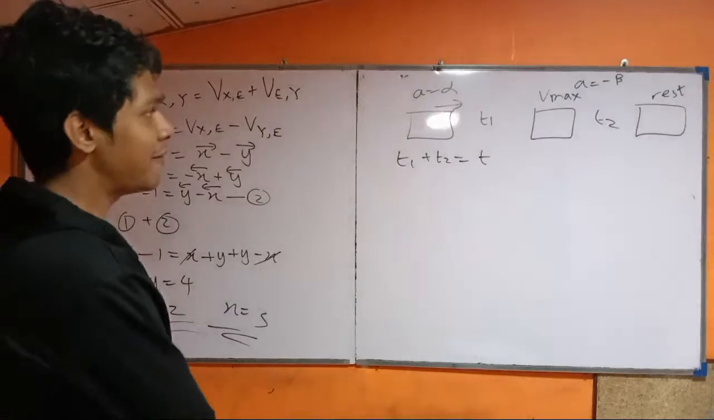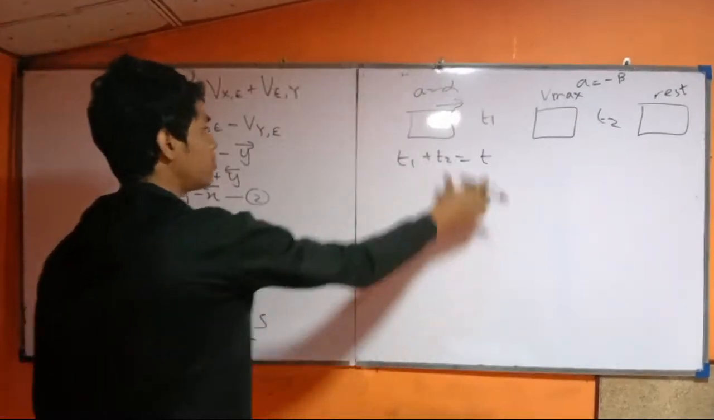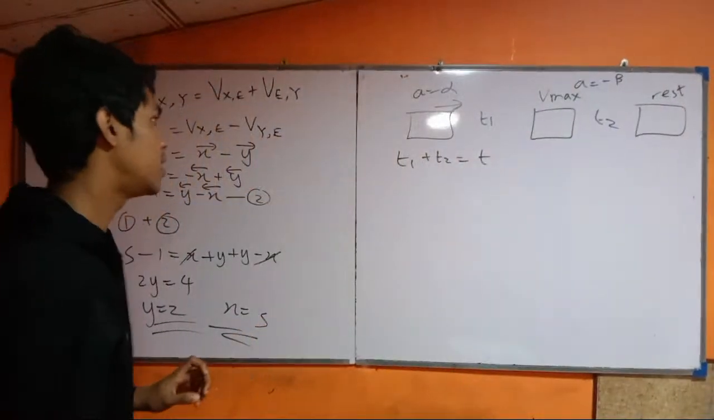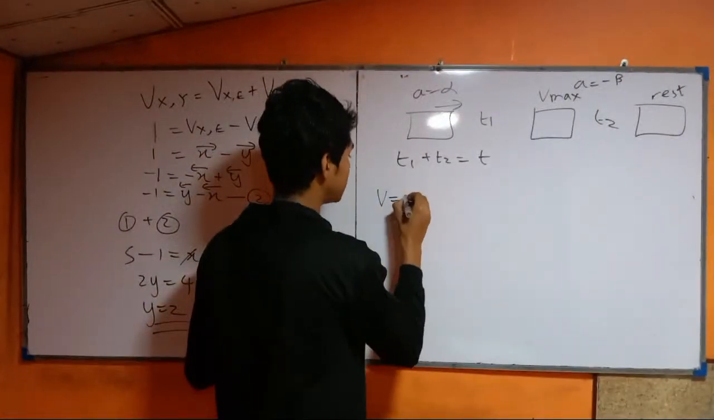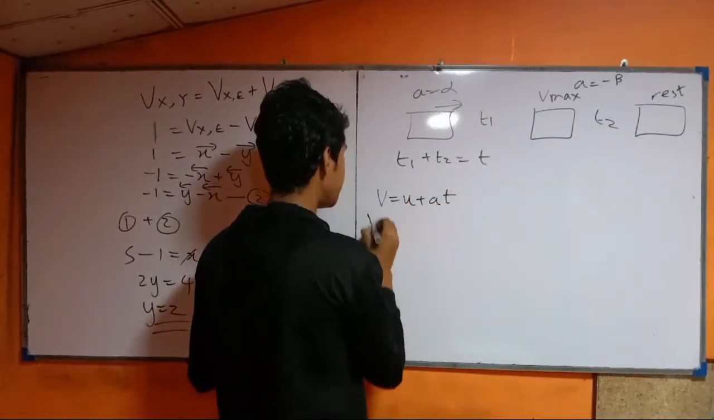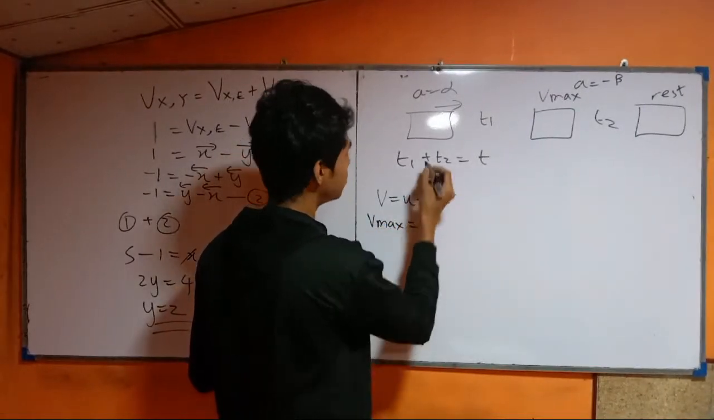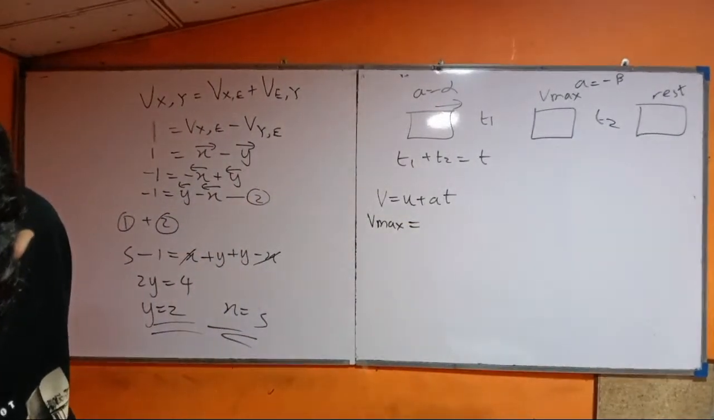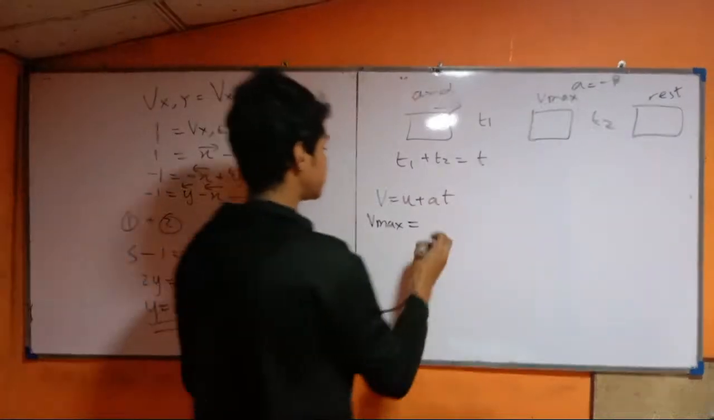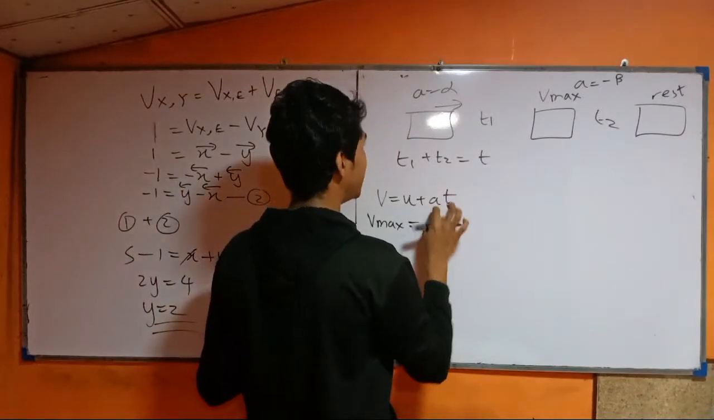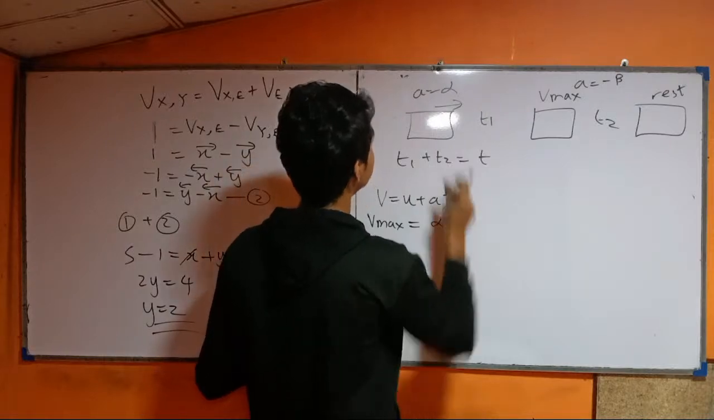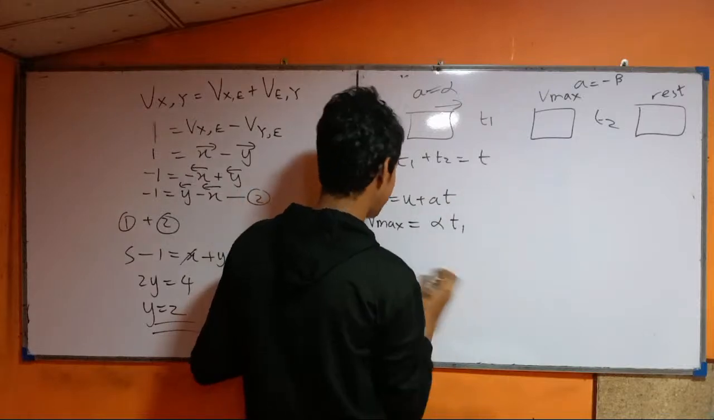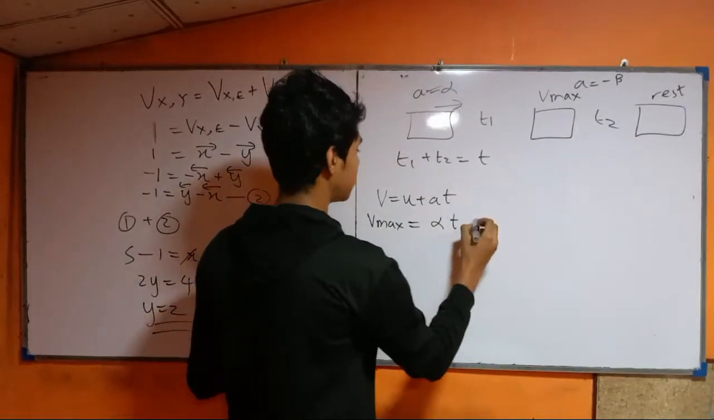First you can apply v equals u plus at for this motion, and then you can apply v equals u plus at for this motion. From this position, Vmax is going to be equal to, starting from rest, 0 plus alpha t1. So Vmax is equal to alpha t1. This is equation number 1.